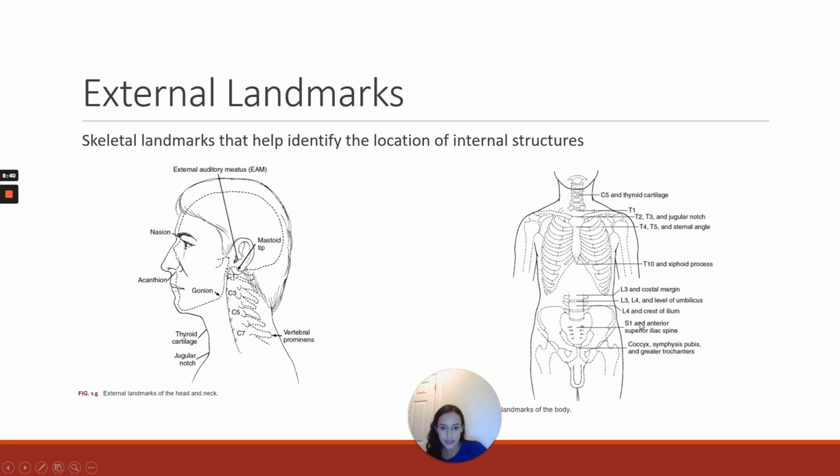When I lay a patient down on the CT scanner, I can't see C5, I can't see the iliac crests, but because I know that C5 is in the middle of the neck, I know I'm going to start my scan here. Because I know that the iliac crests are right below the umbilicus, or the belly button, I'm going to end my scan there.